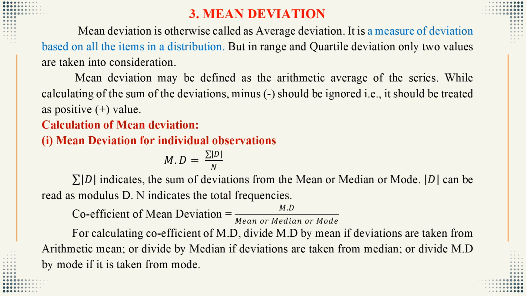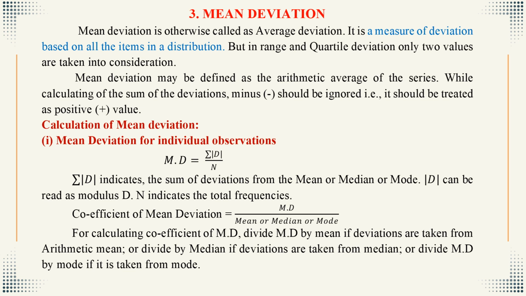It is a measure of deviation based on all the items in a distribution. But in range and quartile deviation, only a few values are taken into consideration. In the range, the lowest value and highest value; in the quartile deviation, the quartiles are taken into consideration, and other numbers have not been taken into consideration. Mean deviation may be defined as the arithmetic average of the deviations of the series. While calculating the sum of the deviations, minus signs should be ignored. That is more important. Minus should be removed, and everything should be considered as positive.